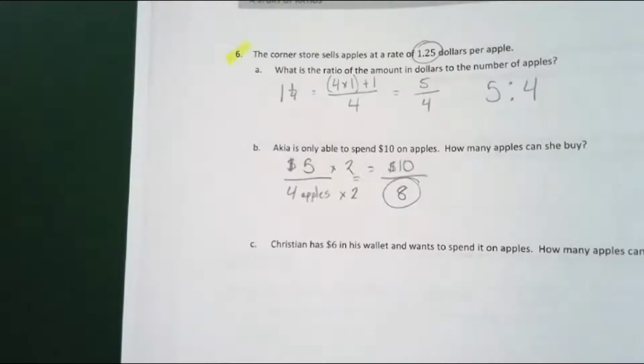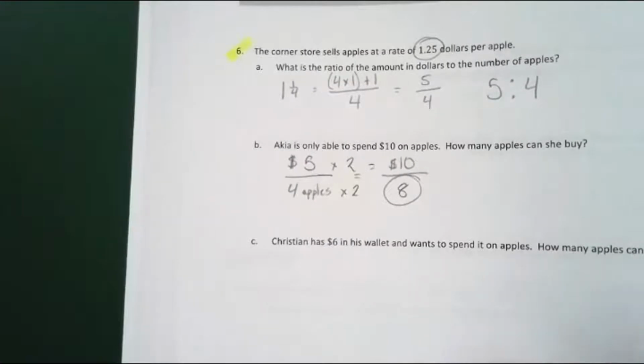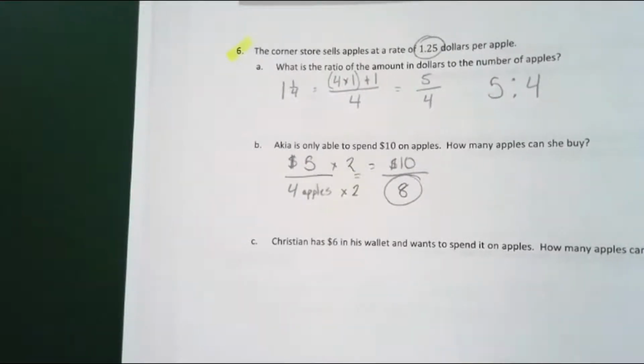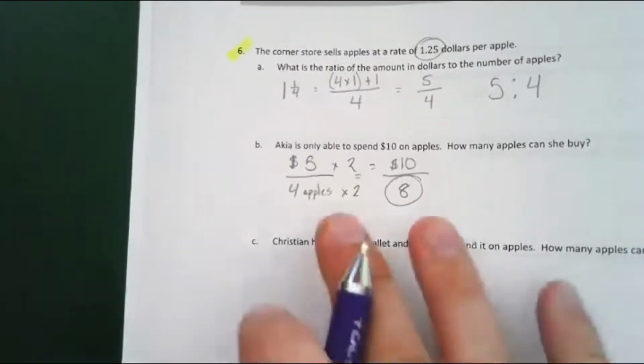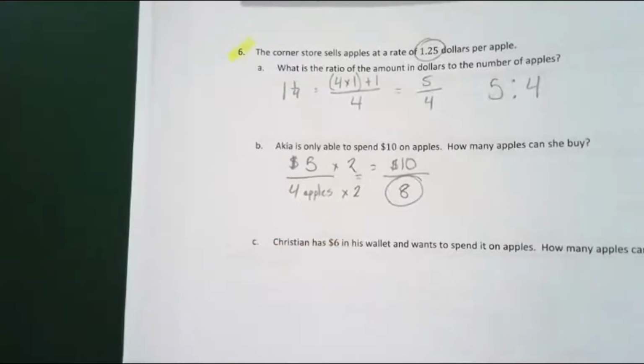Now, the other thing you could have done, a little bit harder to do, you could have taken $10 and divided it by 1.25. Just a little bit harder to do because you got to deal with that decimal. This, we don't have any decimals to deal with. So we're able to avoid that problem. Now, let's go ahead and take a look at part C here.